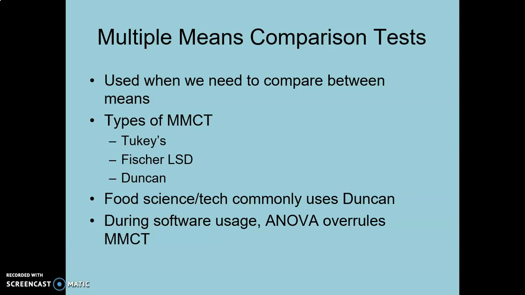So in practice, it is always better to check the ANOVA first, and if the ANOVA is not significant, you do not have to look at the MMCT. But if the ANOVA is significant, then only you look at your MMCT results.